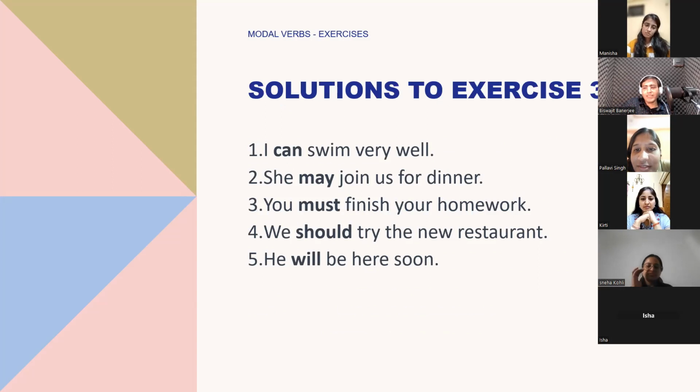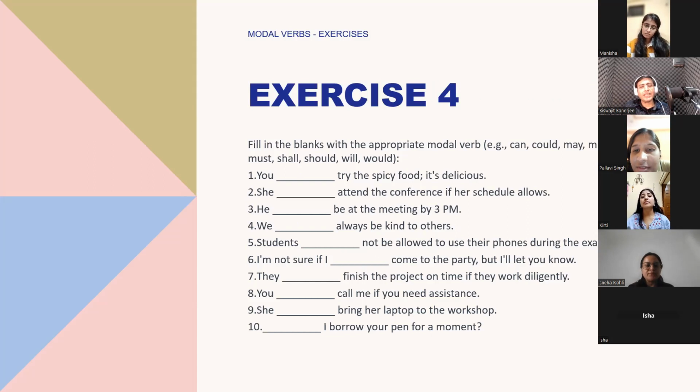These are some model sentences. I mean, some suggestive sentences. You can read them. Okay, exercise 4. Arun, fill in the blanks with the appropriate modal verb. Can, could, may, might, must, shall, should, will, would, any, or even other than these. Go ahead.